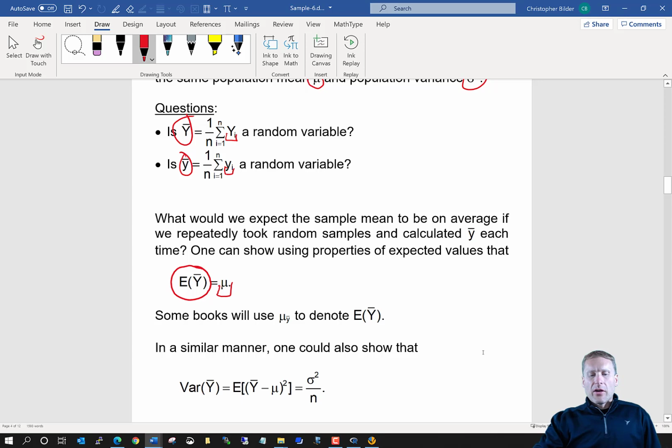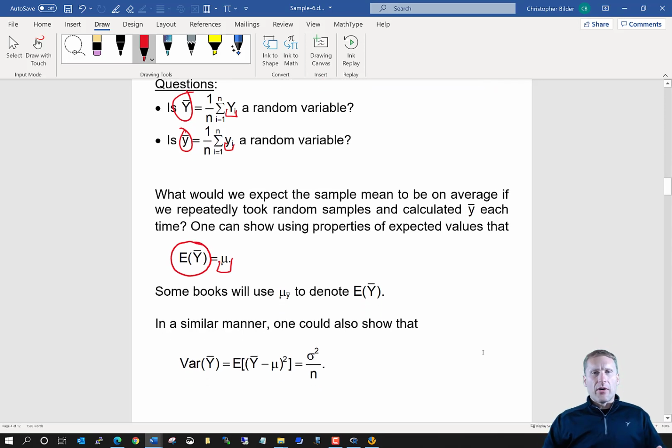In a similar manner, you could also talk about the variance of y bar. Let me restate this. Take a sample, calculate a y bar. Take another sample, calculate a y bar. Take another sample, calculate a y bar. Keep on doing this over and over again, and calculate a variance of all those y bars. That's essentially what the variance of y bar is representing.